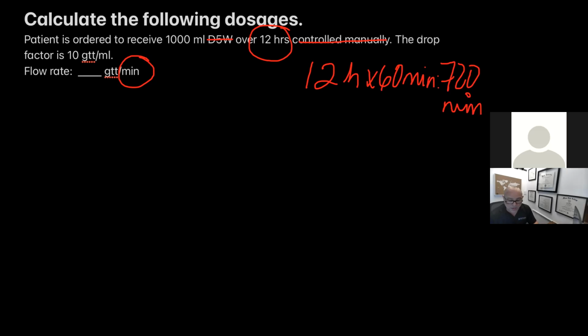Okay, so we know now that 1,000 mLs are going over 720 minutes. It's the same thing as 12 hours. However, we got mLs and they're asking me for drops. We have to convert that. And the only one in here that speaks both languages, mLs and drops, is the drop factor. So this guy here is the one that's going to do the translation for you, okay?